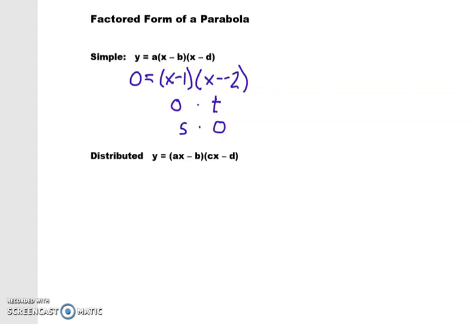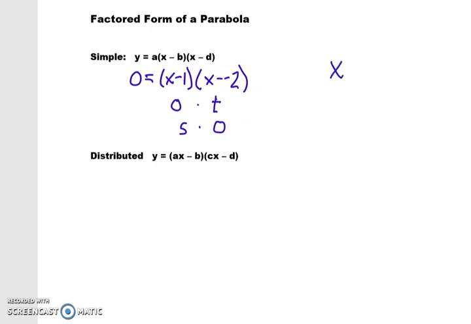So it doesn't matter what the first thing is. If the second thing's 0, you're going to get 0. And it doesn't matter what the second thing is. If the first thing is 0, you're going to get 0. So the zero property tells us that if we multiply things together and get 0, one of those things has to be 0. So what does that imply about the parentheses?